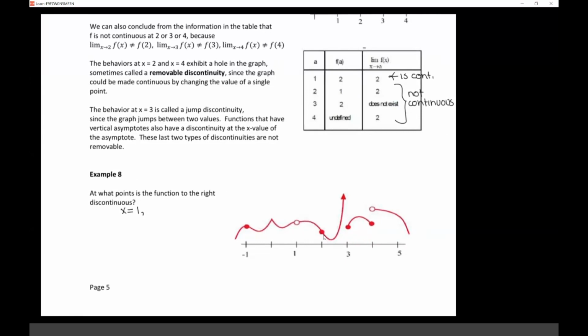Is the function continuous at x equals 2? Yes, it is, because your limit is approaching the same value as the function value. How about at x equals 3?